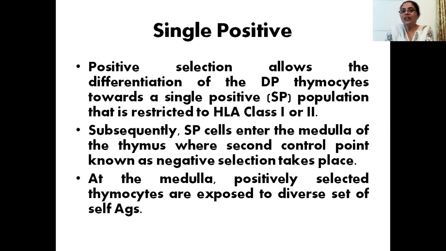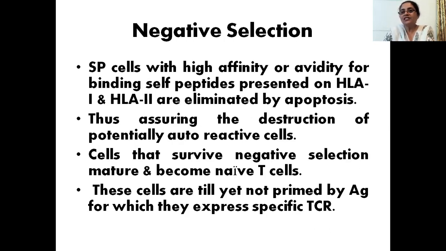And what happens after this single positive selection? Negative selection takes place in the medulla, where positively selected thymocytes are exposed to peptides presented by thymic epithelial cells. Diverse kinds of peptides, self peptides, are given to them. That is, the second selection is going to take place, and these thymic cells will be tested for a diverse set of antigens.